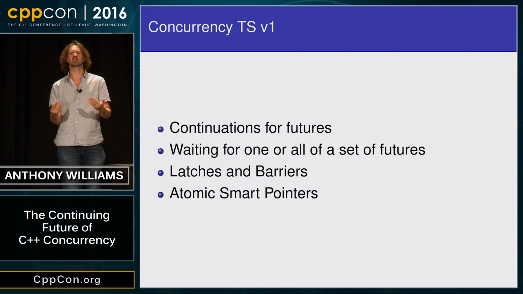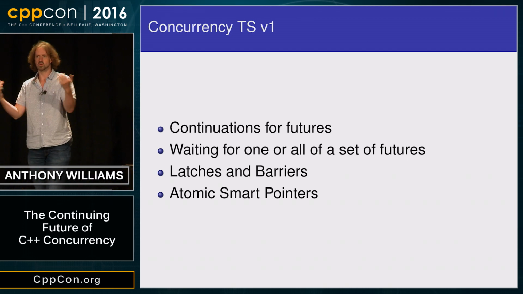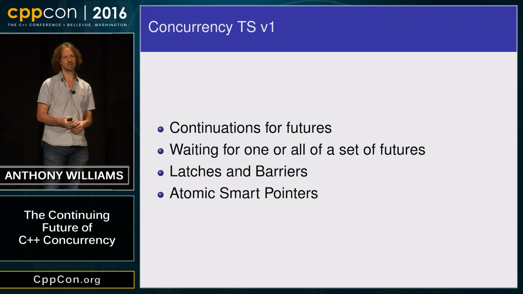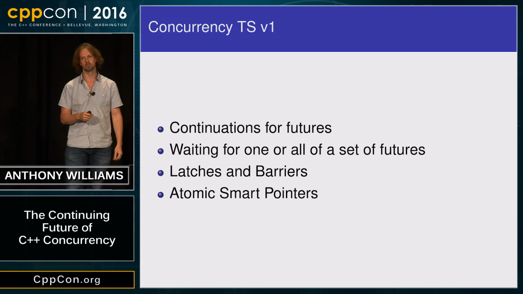And then we've got latches and barriers for providing scheduling points within our code. So when a whole bunch of threads have reached a given point within the code, then we can move on. And the latches and barriers give us those synchronization points.